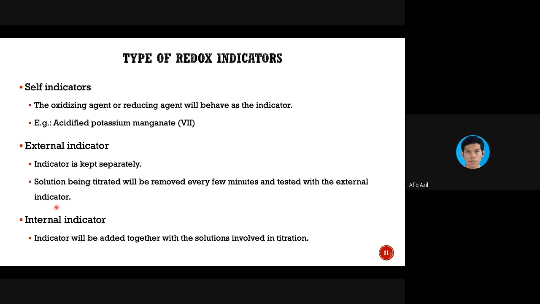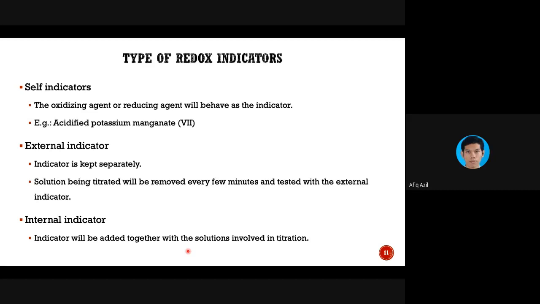Has it already reached the equivalence point or not? So it is not mixed together, but you have to take out some of the sample from the analyte itself, from the conical flask. And then internal indicator, so this one will be added together with the solution involved in the titration. So this is like doing your normal acid-base titration, like you add phenolphthalein, you can add methyl orange or methyl red to the test solution itself.